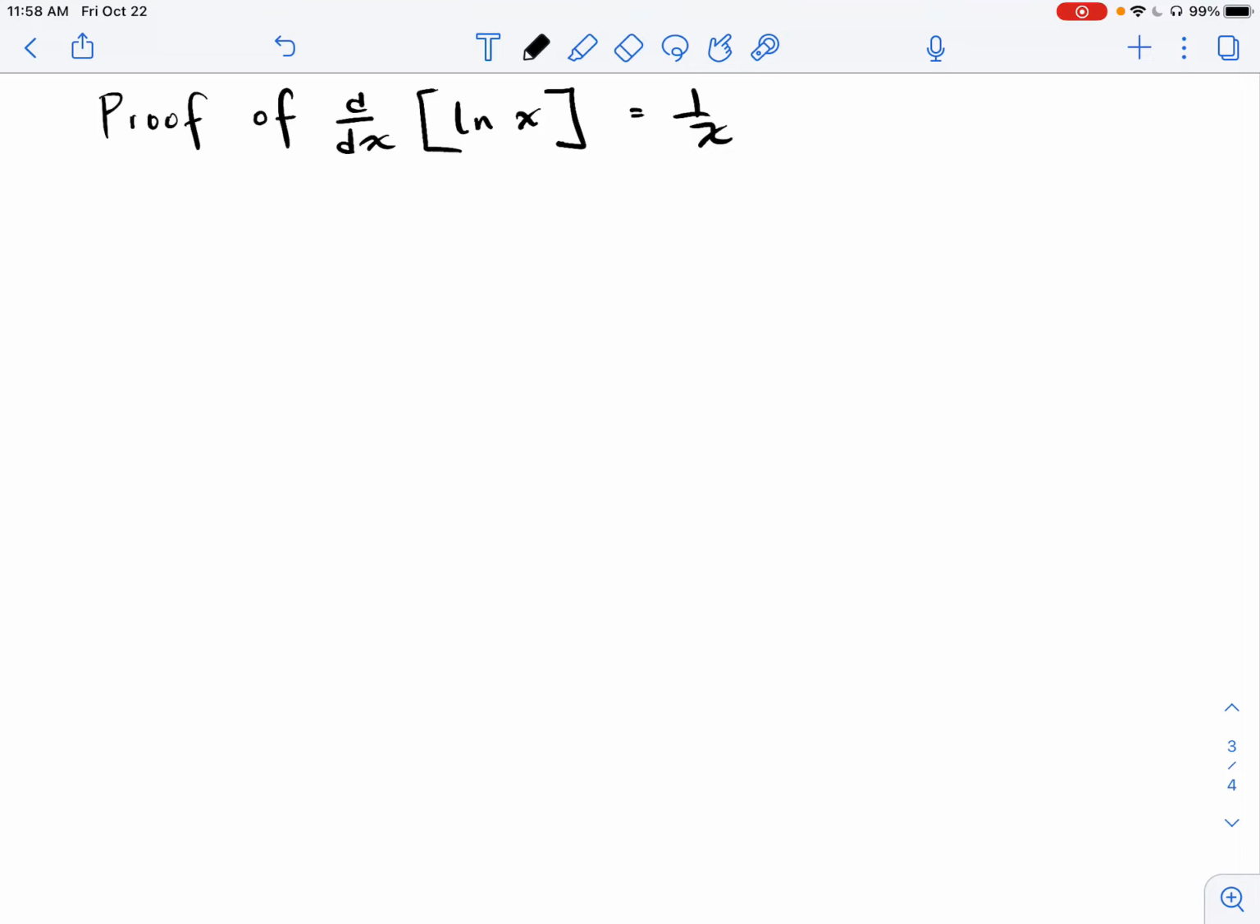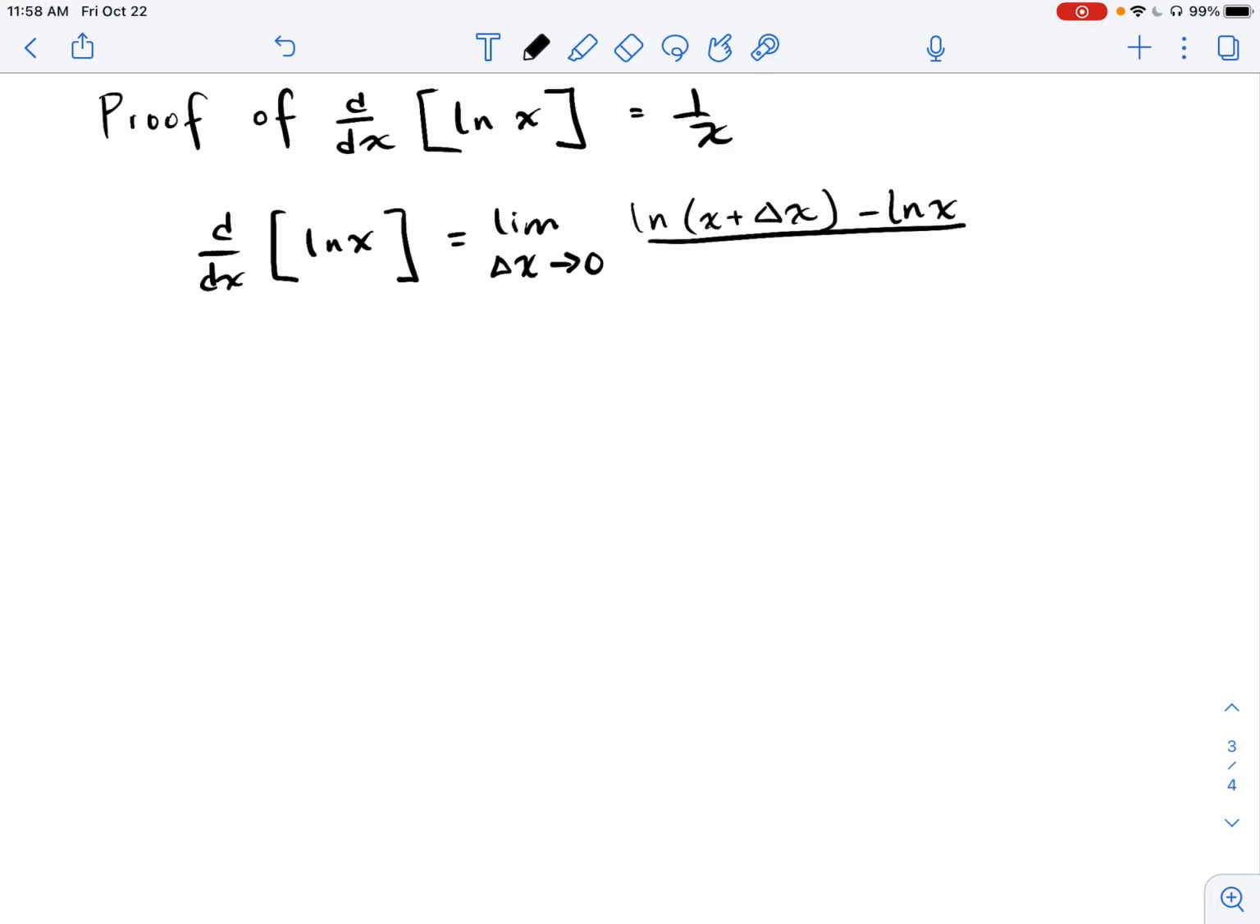So let's start by writing out the derivative of the natural log of x. And what we're going to do here is rewrite this derivative statement using the formal definition of the derivative, using the limit of the difference quotient. So I'm going to write this as the limit as delta x, or the change in x, approaches 0 of natural log of x plus delta x minus the natural log of x, all of this over delta x.